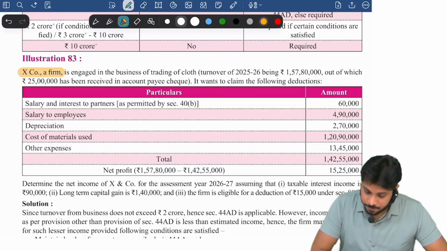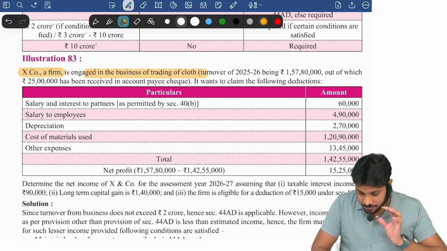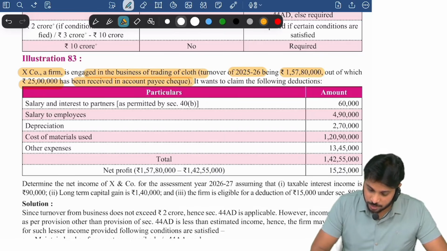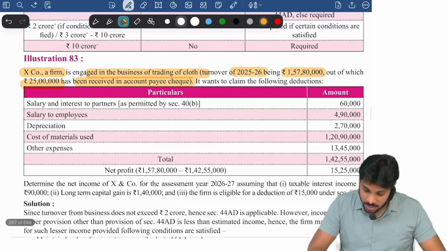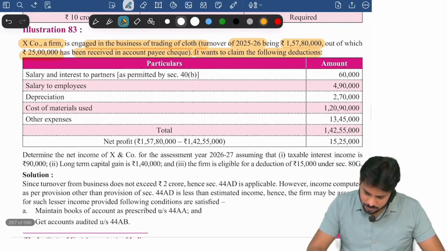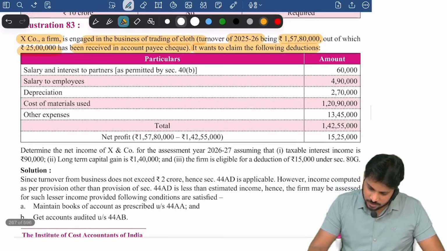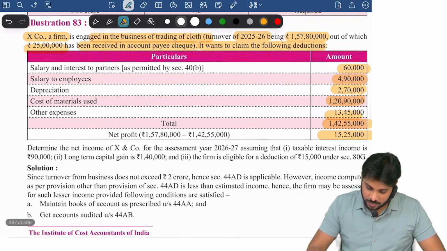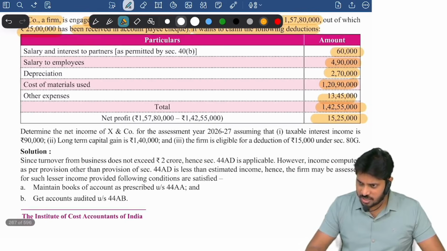There's a partnership firm which is engaged in trading business, correct? Turnover of the current year is 1 crore 57 lakhs, out of which 25 lakhs has been received through account payee cheque. They want to claim the following deductions: salary and interest payable to partners, which is permissible, salary, depreciation, cost of materials, other expenses. Total expenditure is 1 crore 42 lakh 55,000. So net profit is 15 lakh 25,000, which they computed.